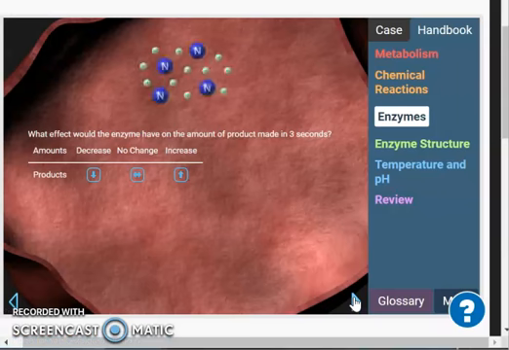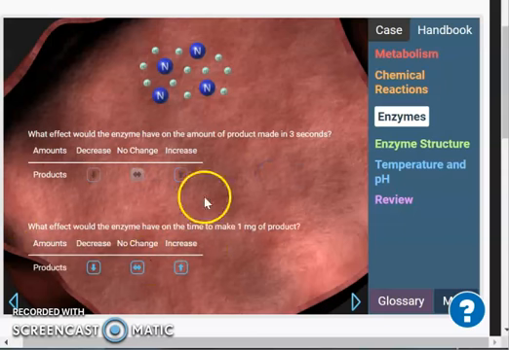What effect would the enzyme have on the amount of product made in 3 seconds? Would it decrease, have no change, or increase? You want to answer this and hit submit, and you will get an additional question of what effect would the enzyme have on the time to make 1 milligram of product? You want to answer this one and hit submit here as well.